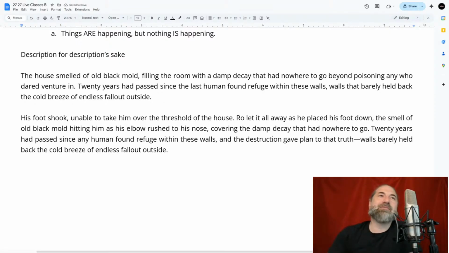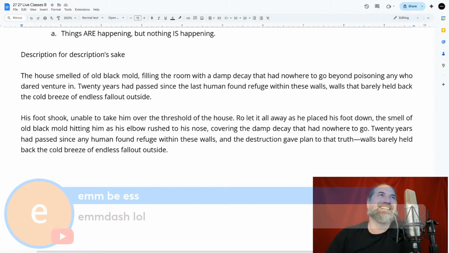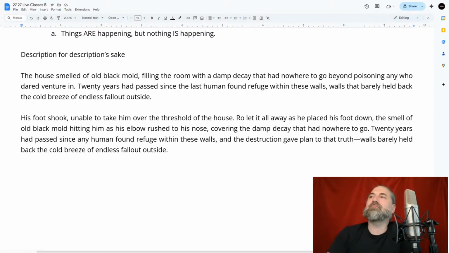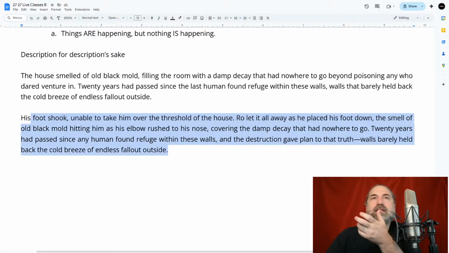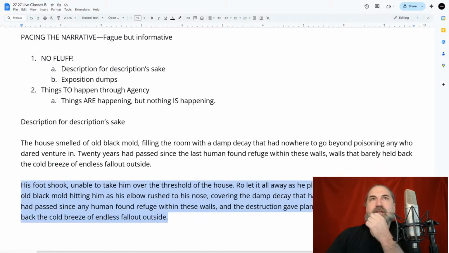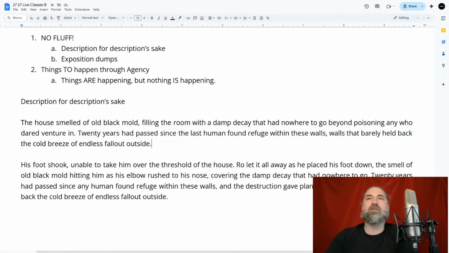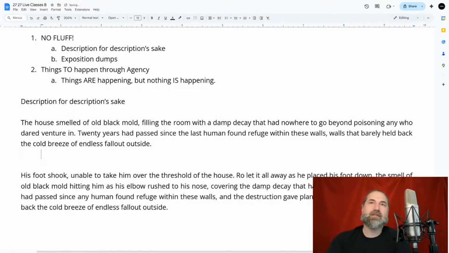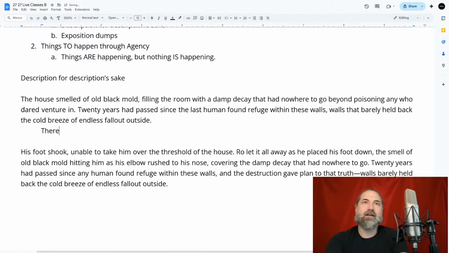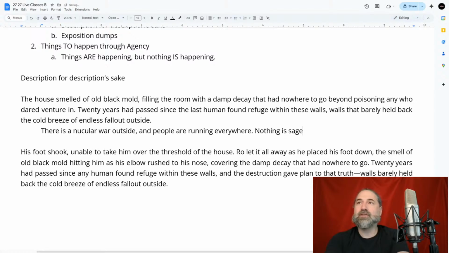Right? So now it's em dashes. Hell yeah, I love my em dashes. It's AI. Walls barely held back the cold breeze of the endless. But that has a different vibe in pacing than if I was just describing the house. And then what's the next thing? Am I going to just go, there is a nuclear war outside and people are running everywhere. Nothing is safe and nowhere to hide.